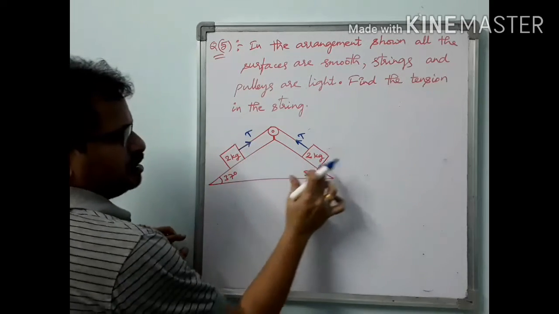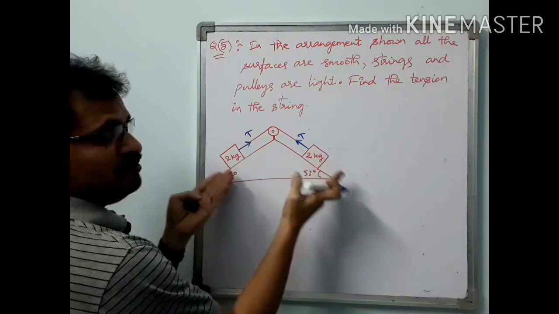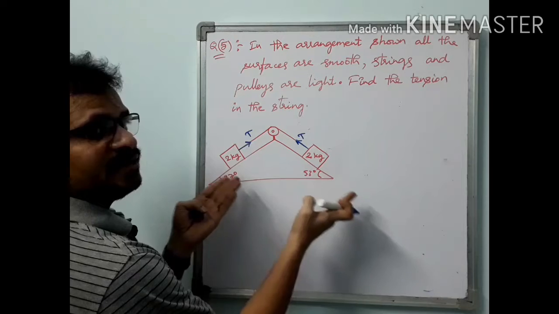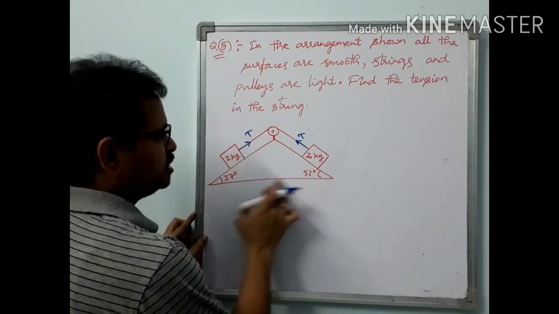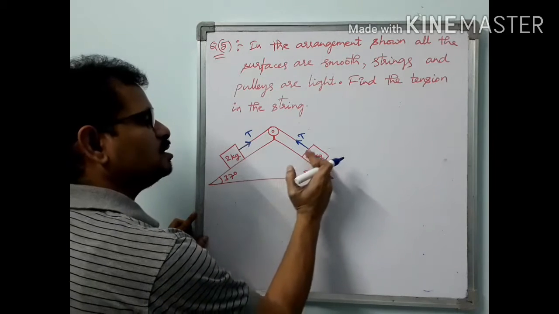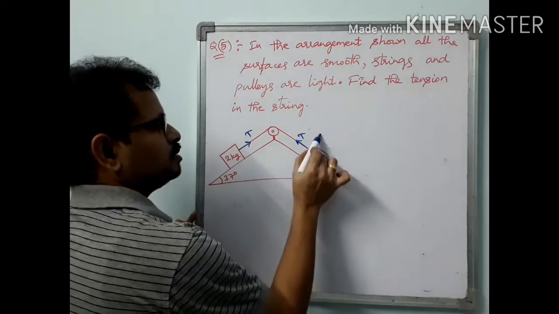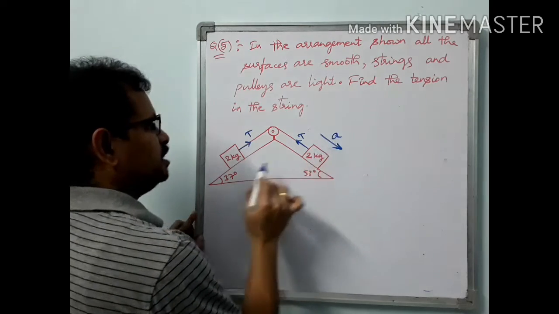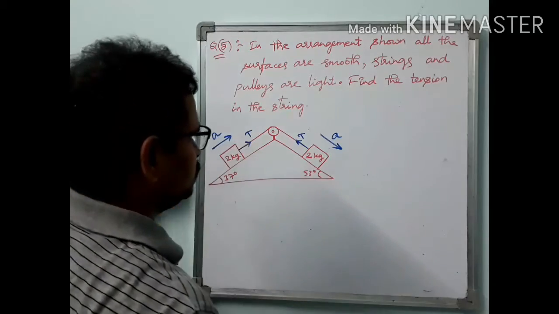And here two blocks are of equal mass. So in which direction will the sliding take place here? In this direction. Why? Because this is 53 degrees while this is 37 degrees. This slope is more than this one, no? So it is having acceleration a in this direction while this one is having acceleration a in this direction here.